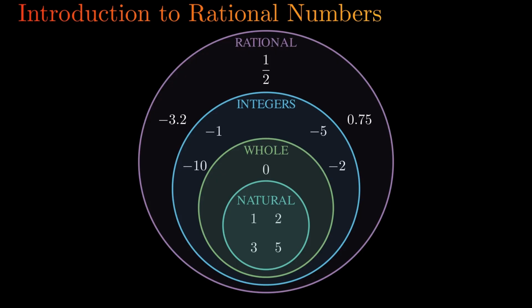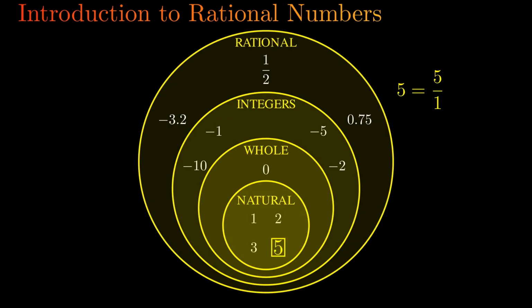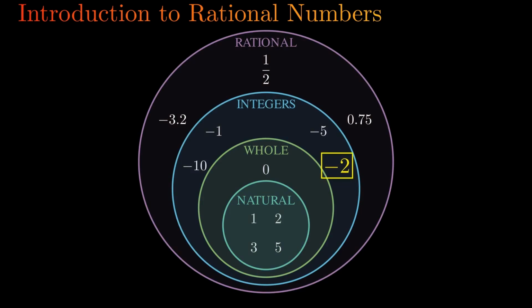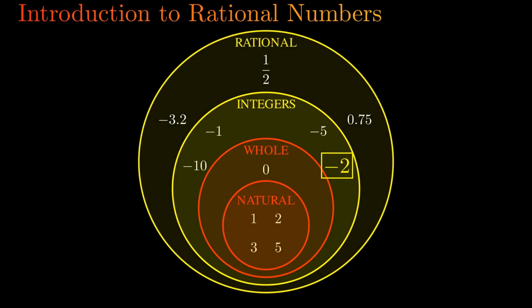Here is the cool part. Because the boxes are inside each other, a number can be more than one thing. Take the number 5. Is it natural? Yes. Is it whole? Yes. Is it an integer? Yes. Is it rational? Yes, because we can write it as 5/1. How about -2? It's not natural or whole, but it is an integer and it is rational.